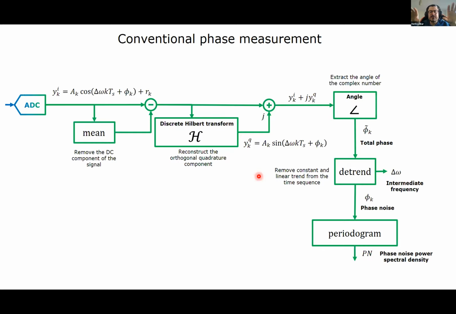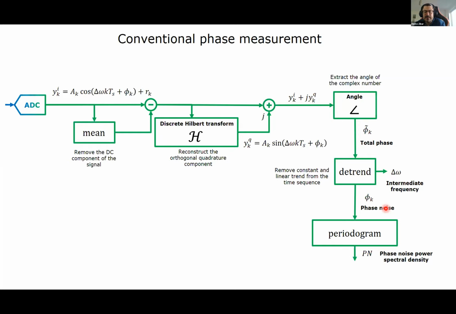Well, first let's take one step back and look at the conventional phase measurement. In a conventional phase measurement, we still have a balanced detector and an analog to digital converter, and this is the harmonic beat that we are detecting. We remove the mean, and then we take the discrete Hilbert transform, because if we take the Hilbert transform of this signal, we get sine. Then we can form this complex quantity, and if we take the angle of it, we get the phase. But this phase also includes the frequency offset, delta omega, so we need to do detrending, or just remove this delta omega. And then we have the phase evolution of the phase noise in the time domain.